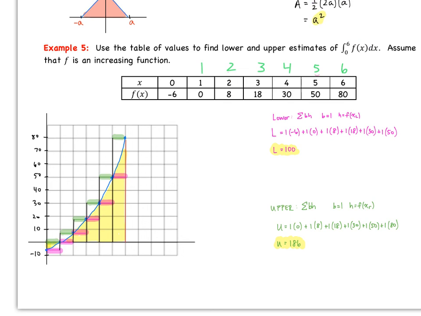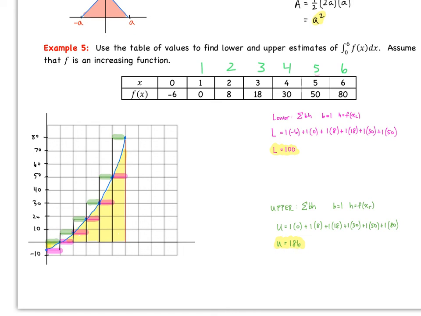For the upper estimates, again, we're using rectangles, base times height. The base is still 1 because all of the increments for x are the same. The height of these rectangles are going to be f of the right-hand x value. Okay, so the first one is going to be when x is 1, but f of 1 is 0. So we have 1 times 0, plus our second rectangle is going to be 1 times 8. Third, 1 times 18. Fourth, 1 times 30. Fifth, 1 times 50. And sixth, 1 times 80. When we add those all together, we get the upper estimate to be 186.